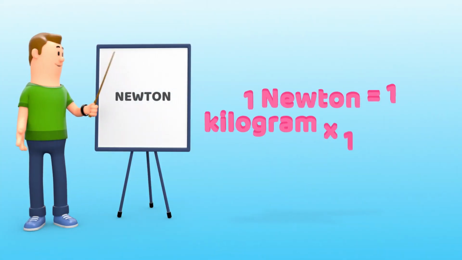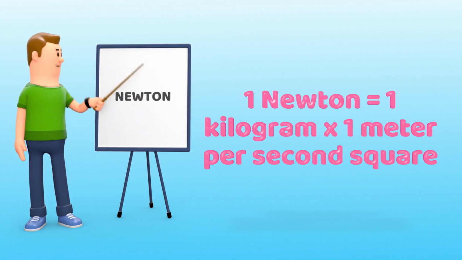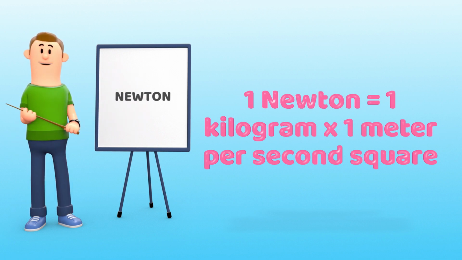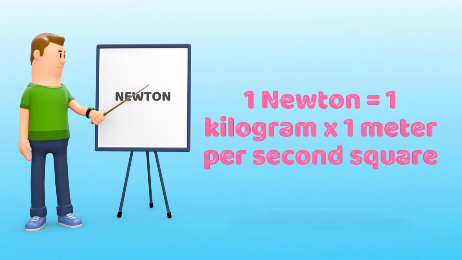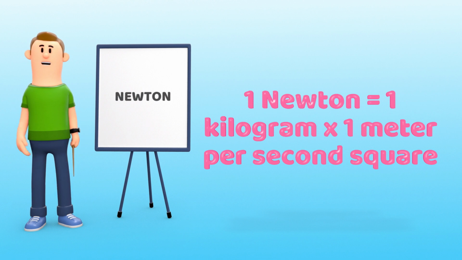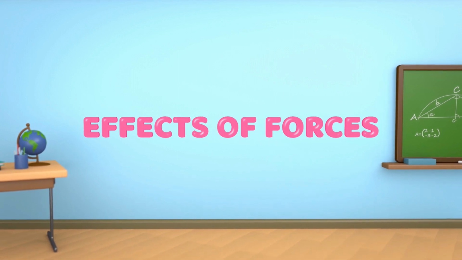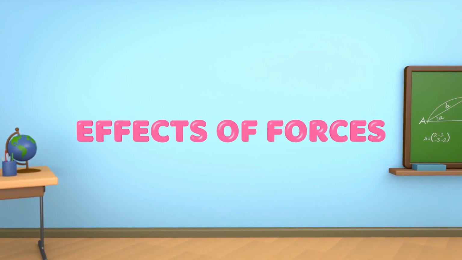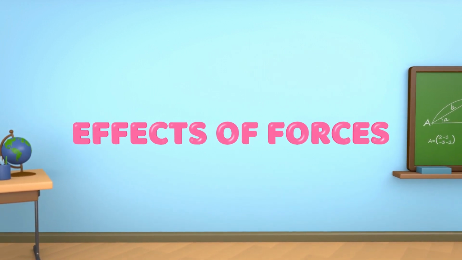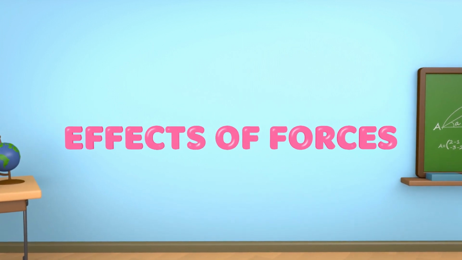In physics, you can use a formula to define a certain concept. For example, here, you can define a Newton as: 1 Newton is equal to 1 kilogram times 1 meter per second square. So, forces can cause many effects on an object. On the next part, I want to see what effects can be caused by a force.